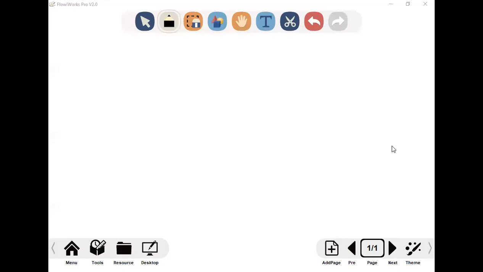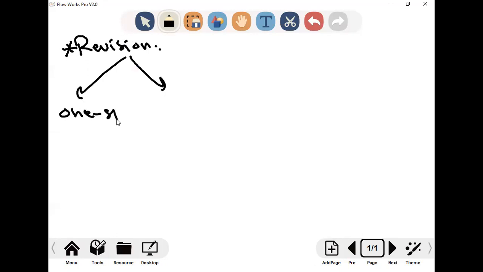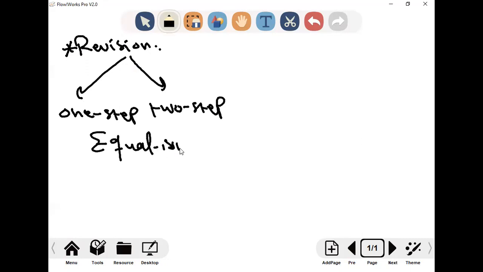Okay, so we'll start with revision about two things: one step and two step equations. Why are we revising these two topics? Because they are very important.